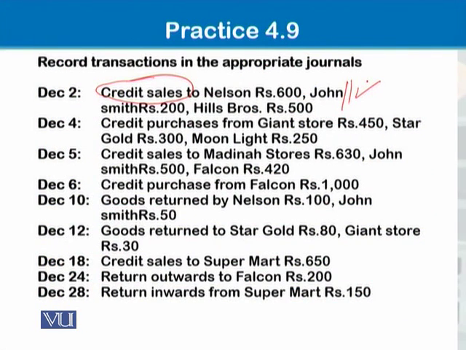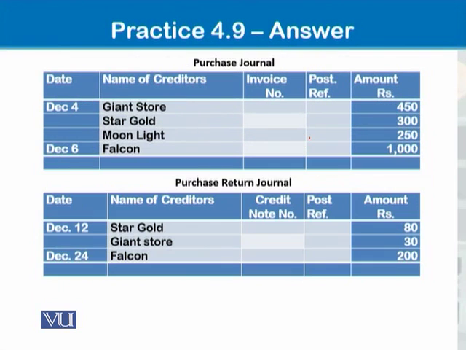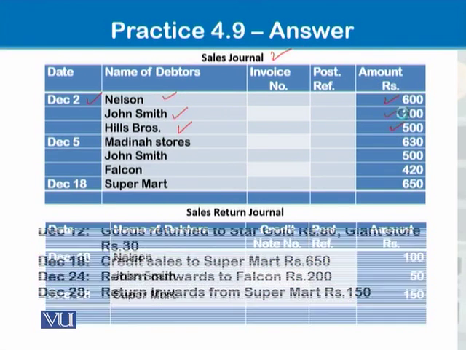Okay. Now December 4, credit purchases. Where it will go? Yes, purchase journal. Okay. From Jan Store 450, Star Gold 300, and Moonlight 250. So we'll record it in purchase journal. It is purchase journal, Jan Store, Star Gold, and Moonlight 450, 300, and 200.